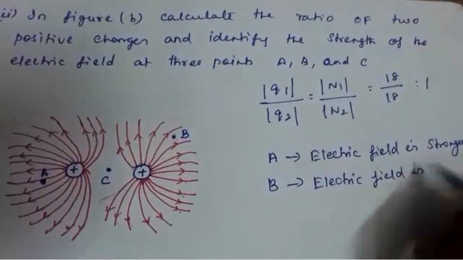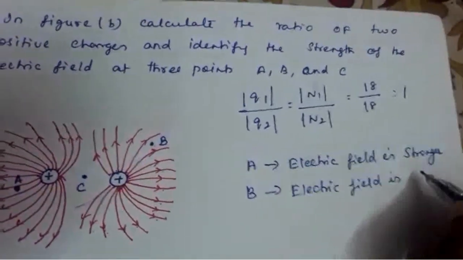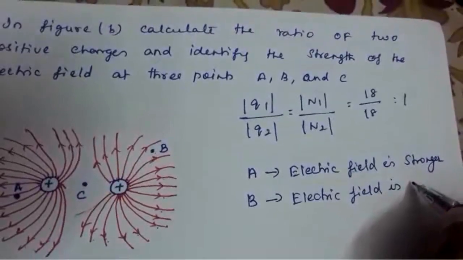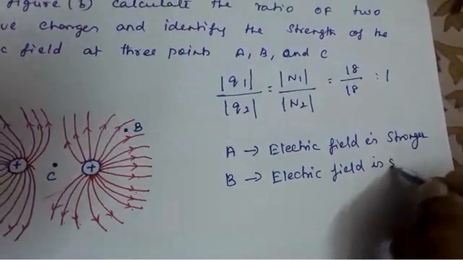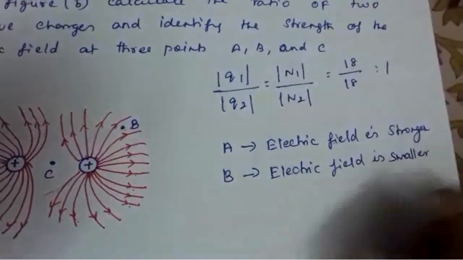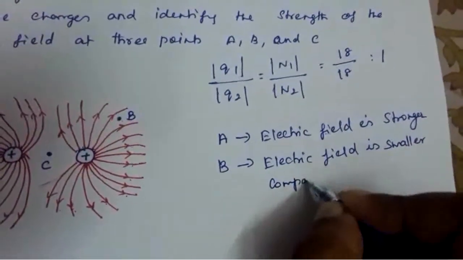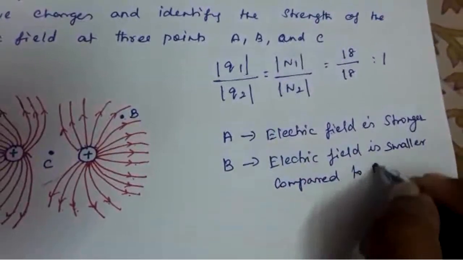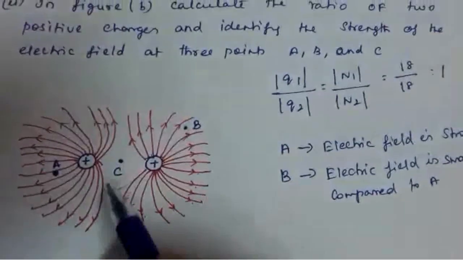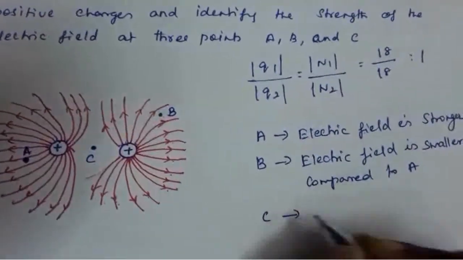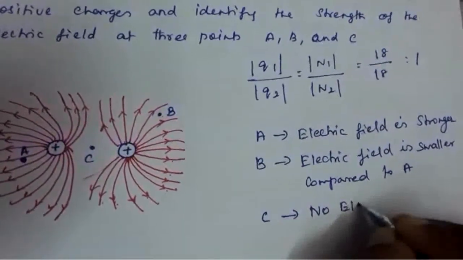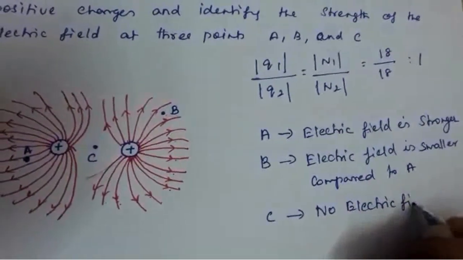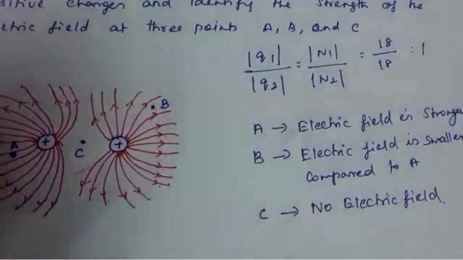That is, the field at B is smaller compared to A. Now coming to C. At C, there are no electric lines of force. So there is no electric field.